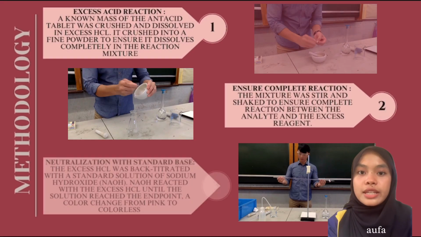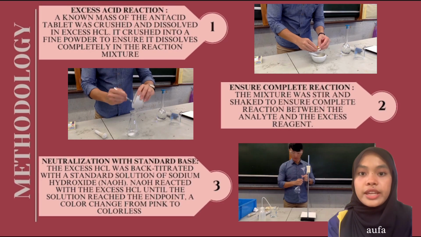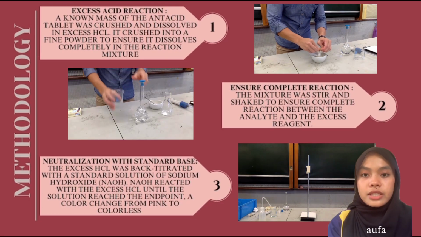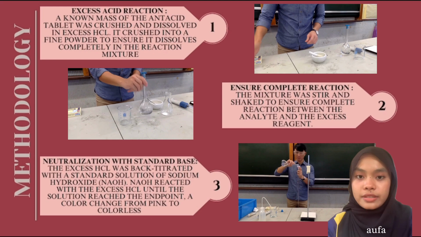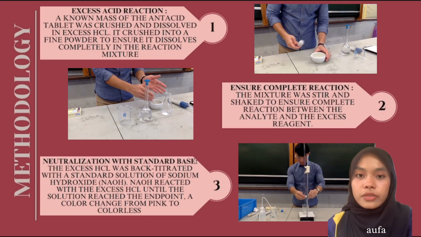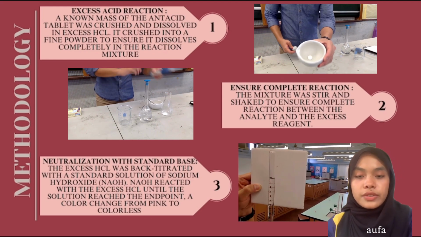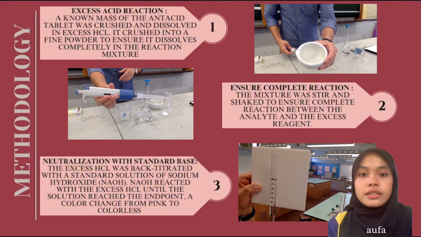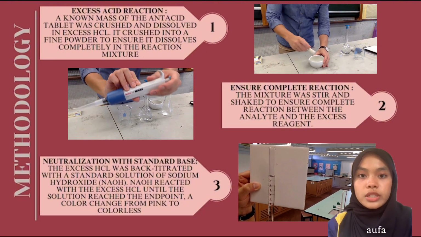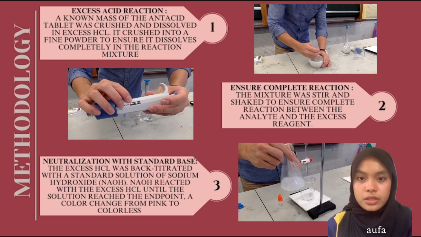So to analyze the calcium carbonate content in an antacid tablet using back titration, step 1 is the excess acid reaction. A known mass of the antacid tablet is crushed and dissolved in excess hydrochloric acid. It is crushed into a fine powder to ensure it dissolves completely in the reaction mixture.